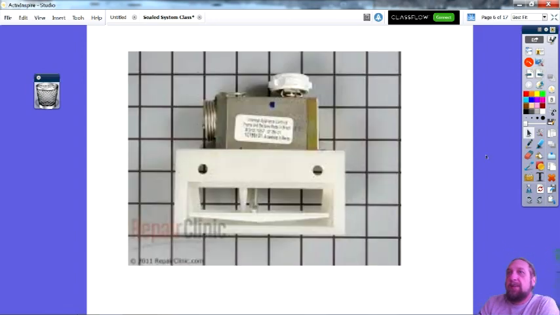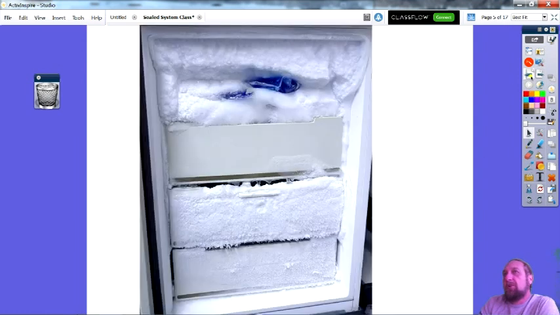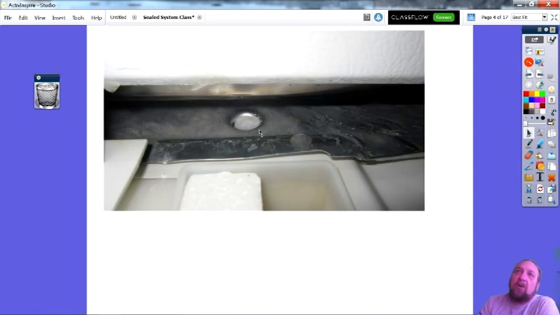So let's look at this. No, not this picture, sorry. This here, what am I looking at? Does anybody have an idea what this is?